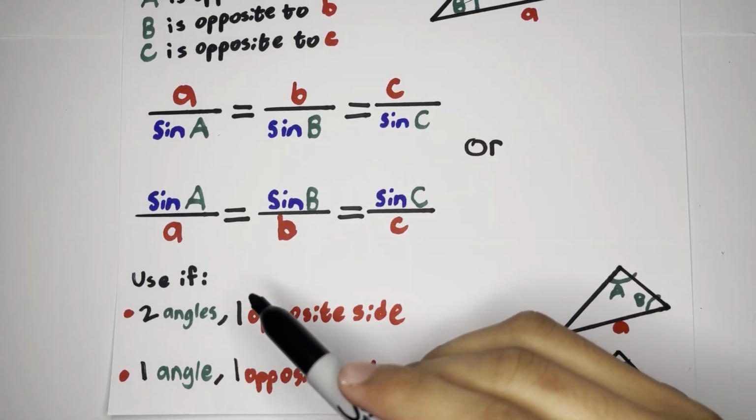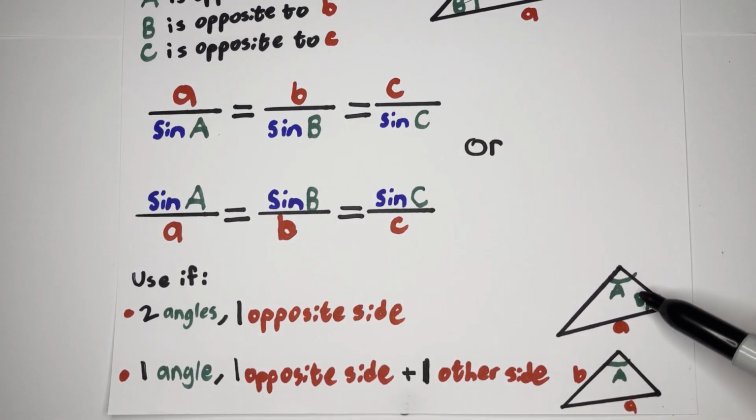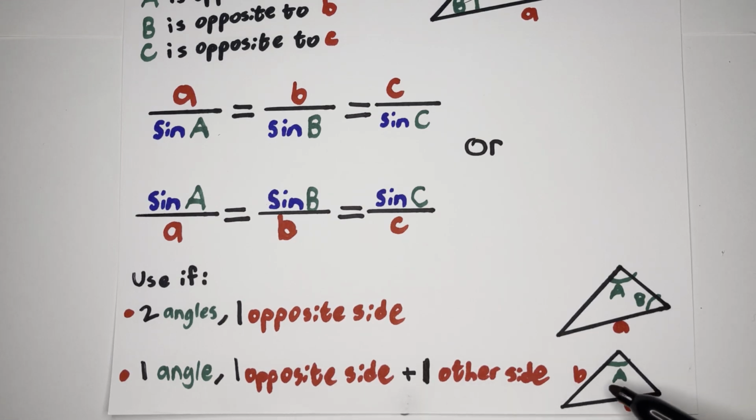You can use the sine rule in cases where you've got two angles and one opposite side, such as here where you've got angles A and B, and the opposite side a, or where you've got one angle, angle A, one opposite side, which is side a, and one other side, which can be side b or side c.